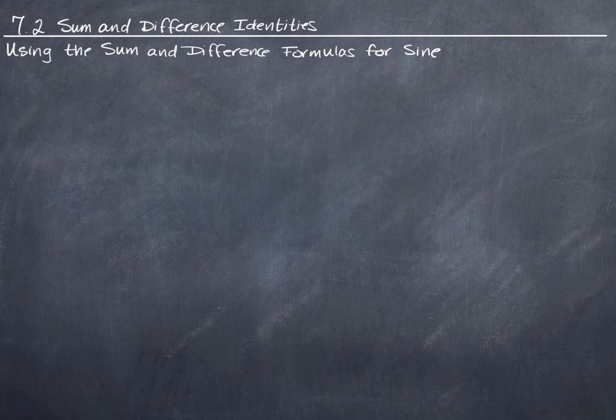So in the previous video, we talked about what we call the sum and difference formulas for cosine. In this video, we're going to talk about what we call the sum and difference formulas for sine. And those are when you want to take the sine of a sum of two angles or a difference of two angles.